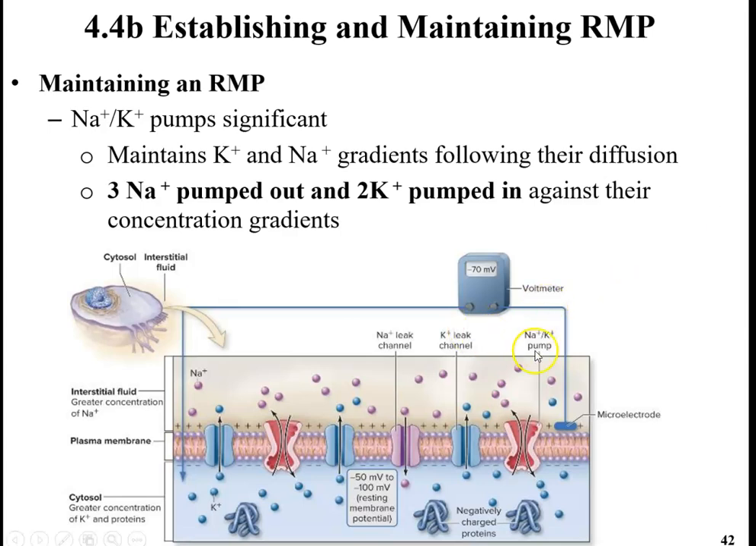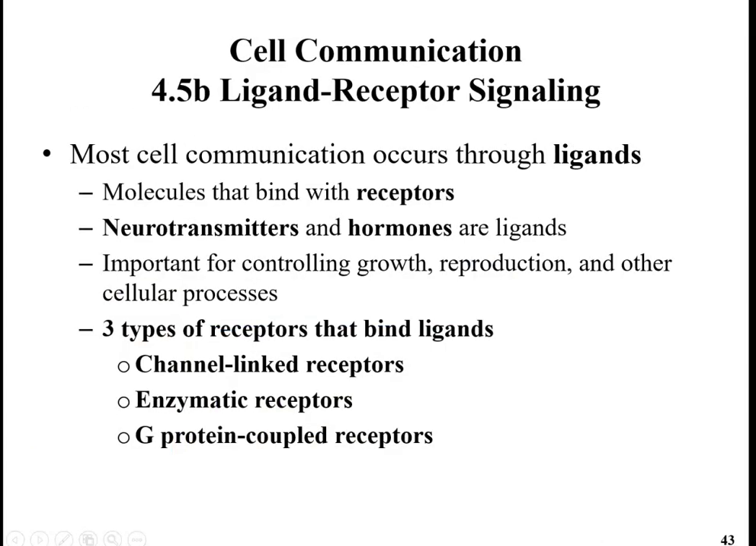Okay, let's talk a little bit about cell communication now. So we're going to start with ligand receptor signaling. Most cell communication occurs through ligands, which are molecules that bind with receptors. An example of ligands would be neurotransmitters and hormones. And the signaling is important for controlling growth, reproduction, and other cellular processes. There are 3 types of receptors that bind ligands. There's the channel-linked receptors, there are enzymatic receptors, and there are G-protein coupled receptors.